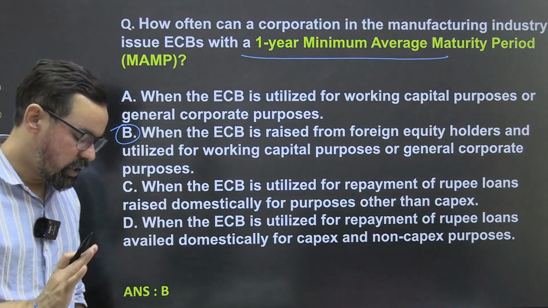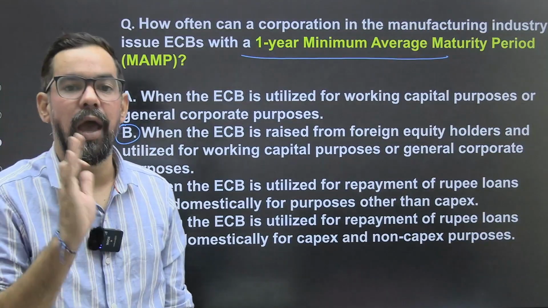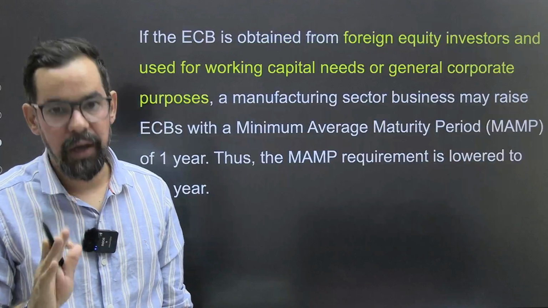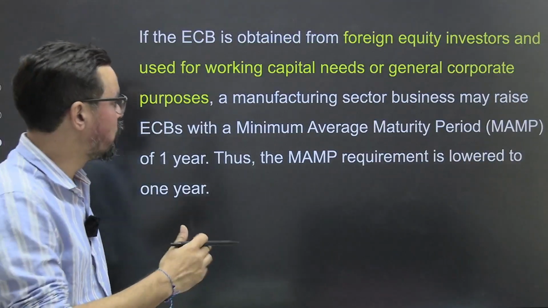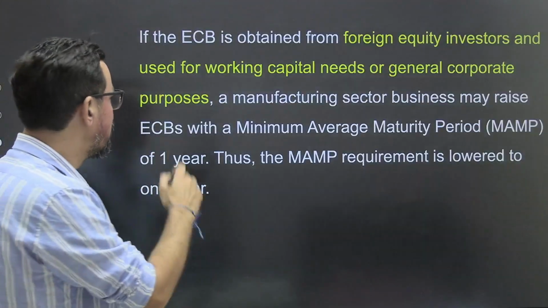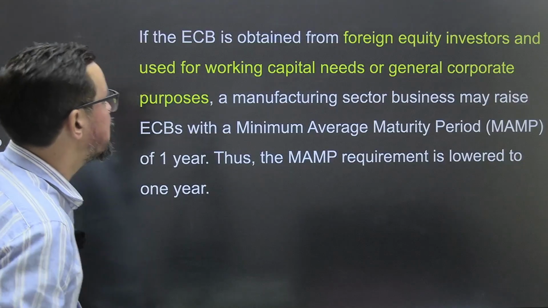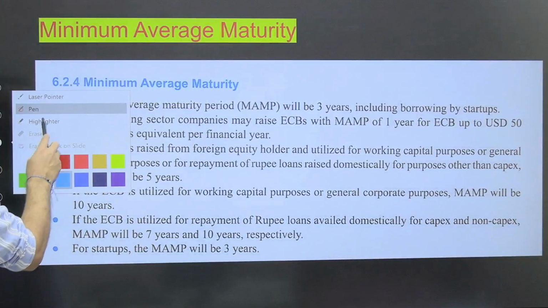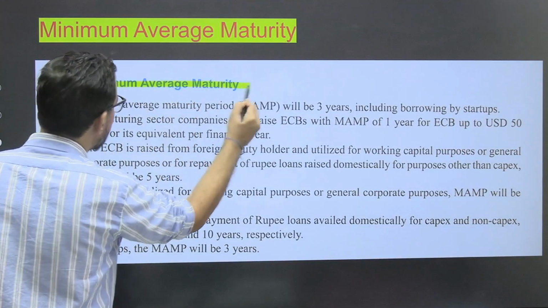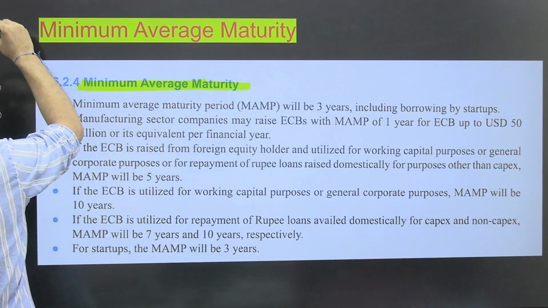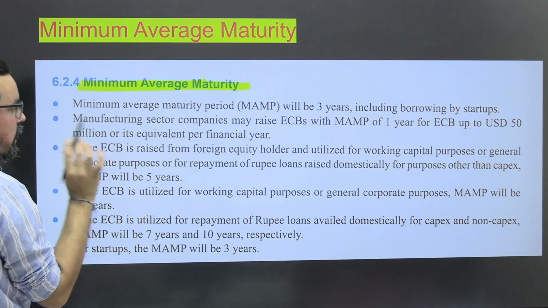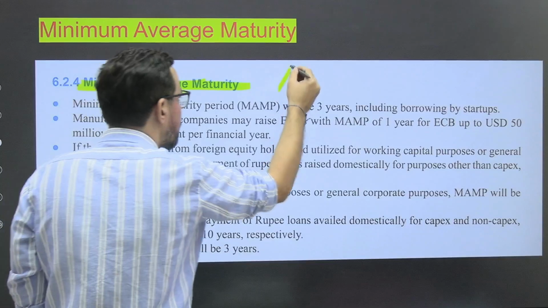Okay. So this question is generally based on minimum average maturity period. Very, very important one. So I'll show you the entire chart also, but before this, we will directly come to the chart itself. Minimum average maturity period, again this is your homework also. So please do take care about this, guys. Very, very important one.